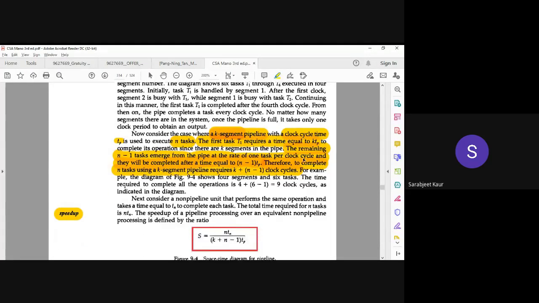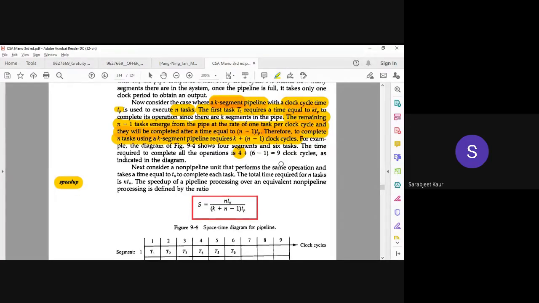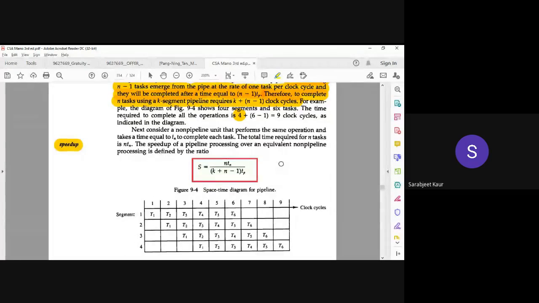Sometimes in previous years you've got a question like: if there are 4 segments and 6 tasks to be processed, how many clock cycles will it take in a pipeline? So in a pipeline it will take 4 plus 6 minus 1 equals 9 clock cycles. This is the first kind of numerical that you can expect from this section.